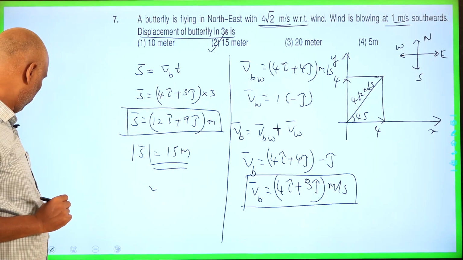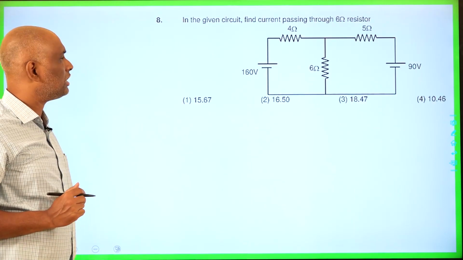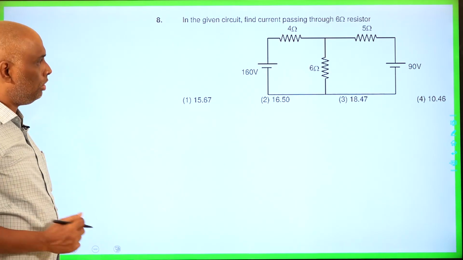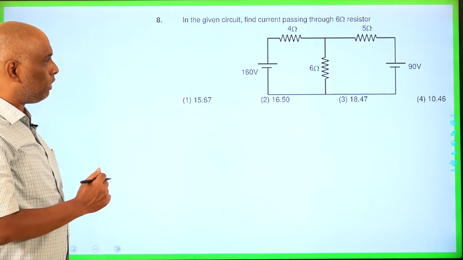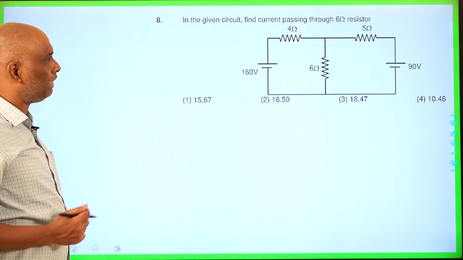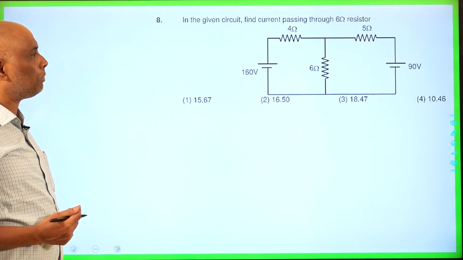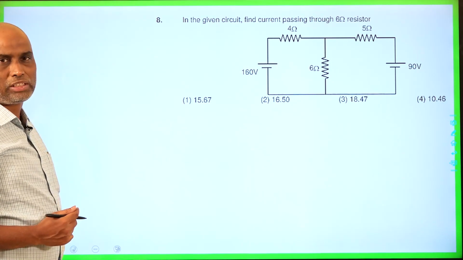Next, 8th question. In the given circuit, find the current passing through the 6 ohm resistor. So here a circuit is given where we have 2 cells, 160 volt on the left hand side and then 90 volts here, a 4 ohm resistor, a 5 ohm resistor and a 6 ohm resistor. You are asked to find out the current passing through the 6 ohm resistor.